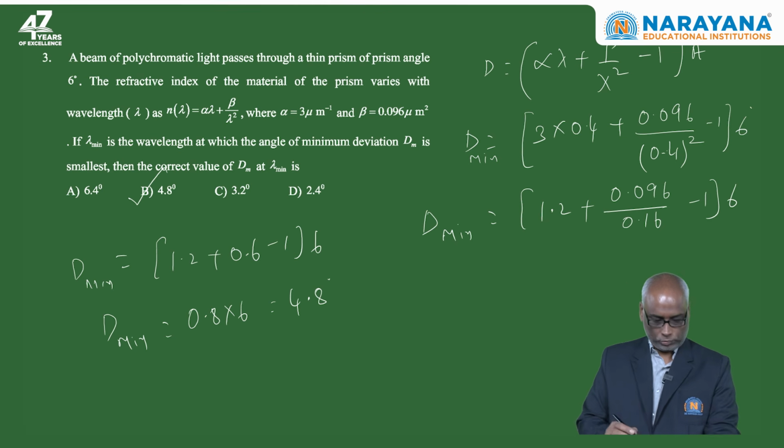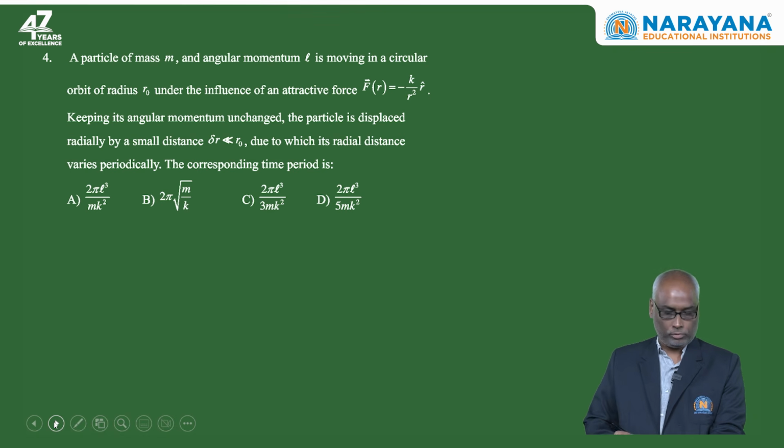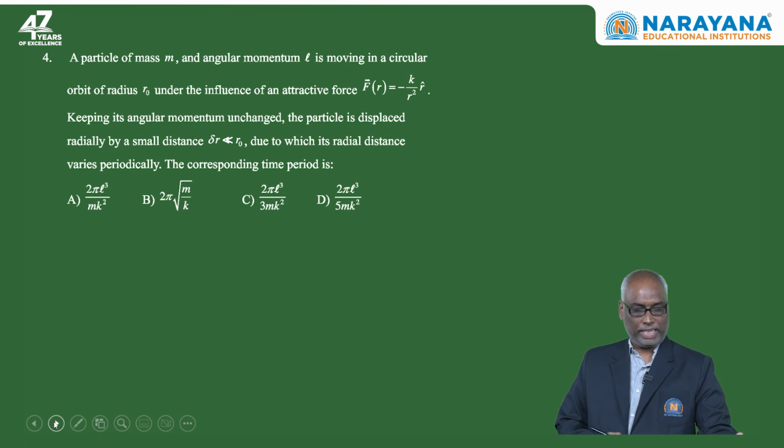The next question, fourth question. A particle of mass m and angular momentum L is moving in a circular orbit of radius r0 under the influence of an attractive force F vector equals minus k by r square into r cap. Keeping the angular momentum unchanged, the particle is displaced radially by a small distance delta r, which is very much smaller than r0, due to which its radial distance varies periodically. The corresponding time period is dash.